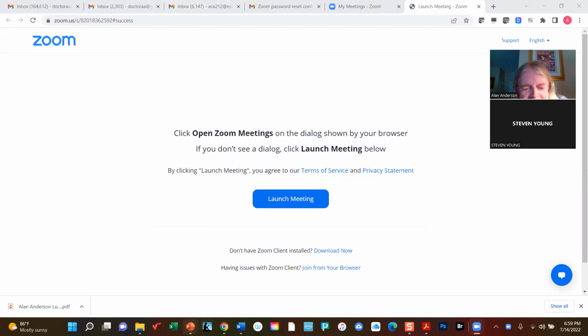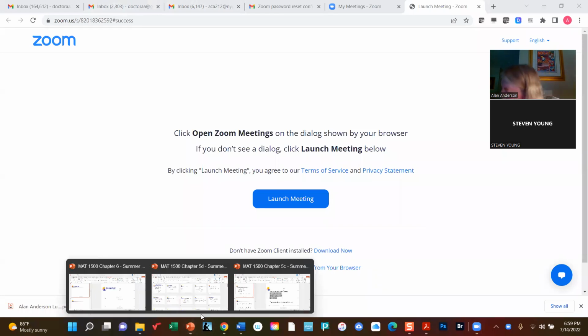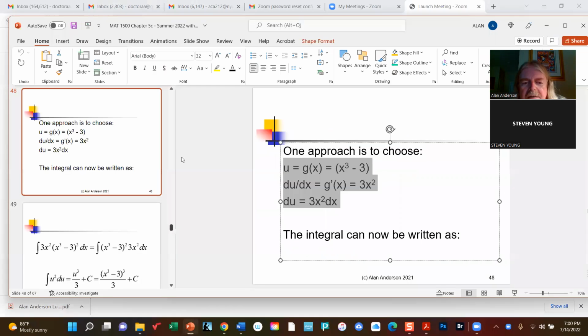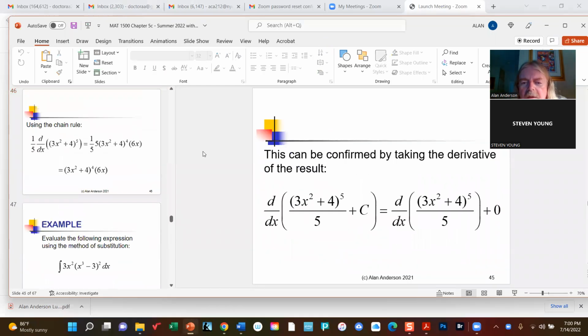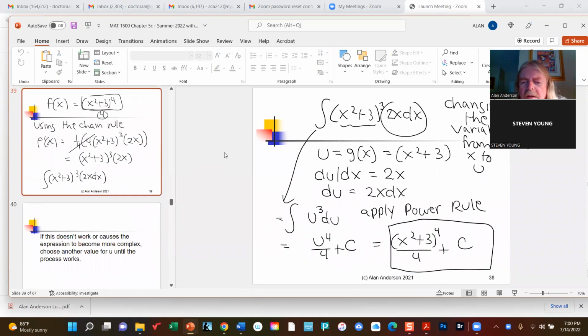Okay, here we are again. All right, so what remains to be done is we were partially through 5C.